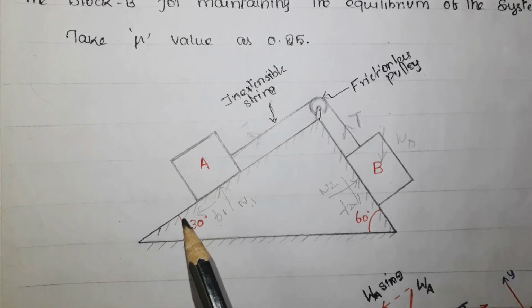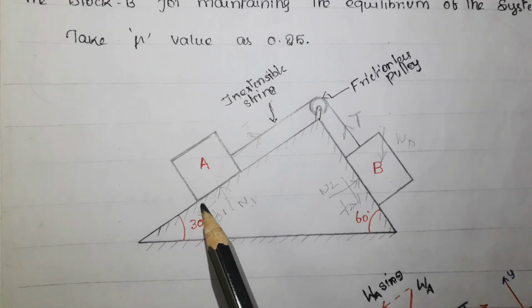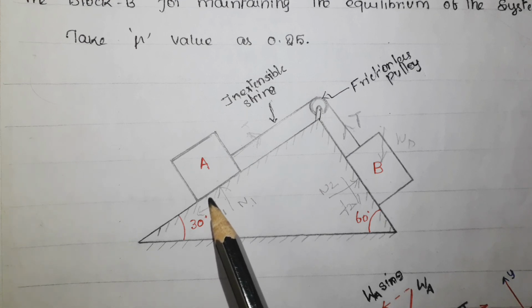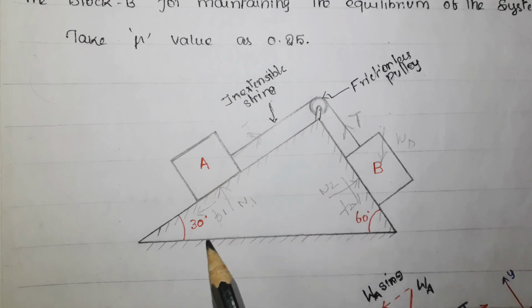So as usual, there are 5 steps. First step is to understand the given problem well, then draw the free body diagram. Third, use the appropriate equation. Fourth, do the calculation correctly. Then finally, check whether the answer is correct or not.